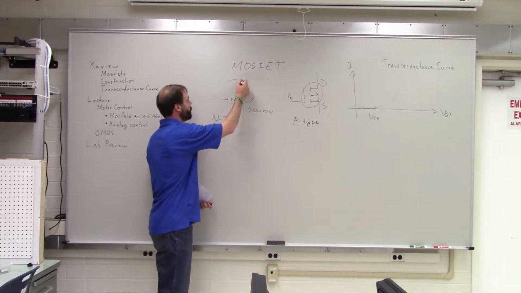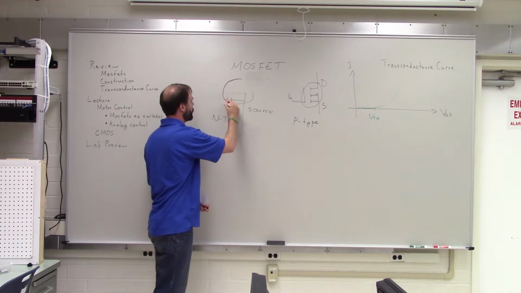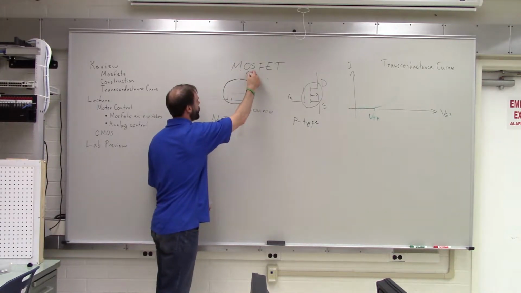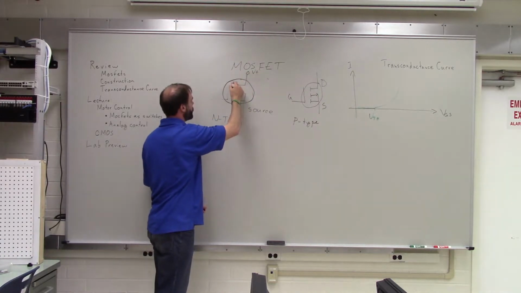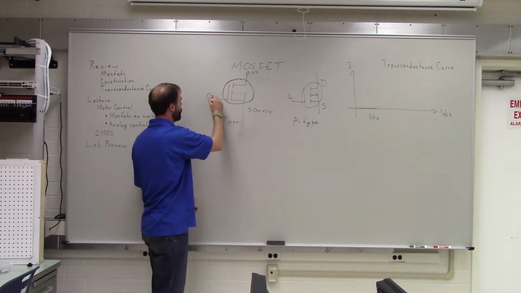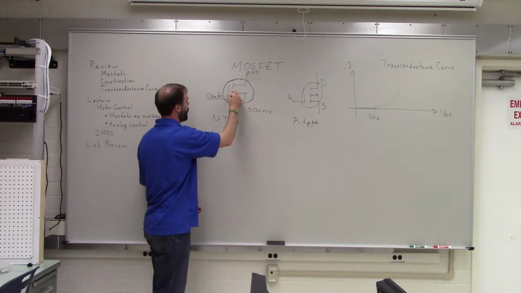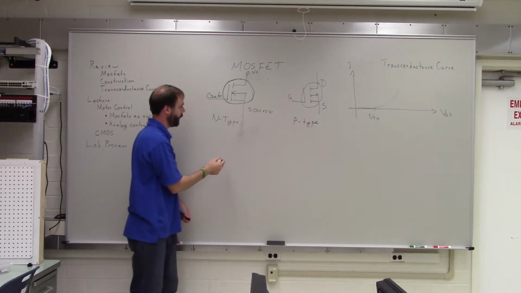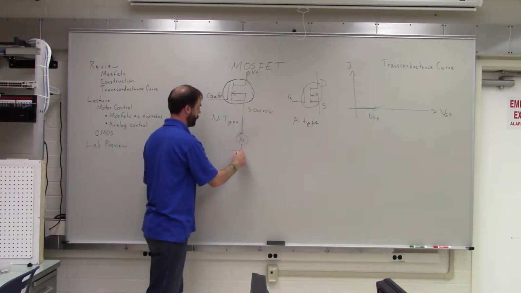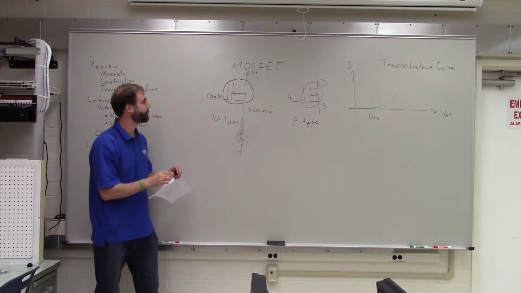Let's say that we've got our power source up here, and we've got our MOSFET. But now, instead of a resistor down here, let's say we hook up a motor. Okay.